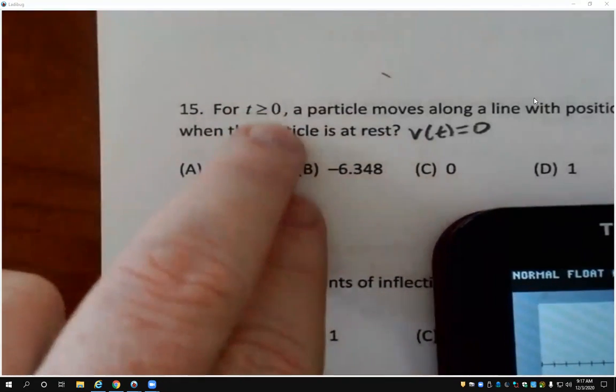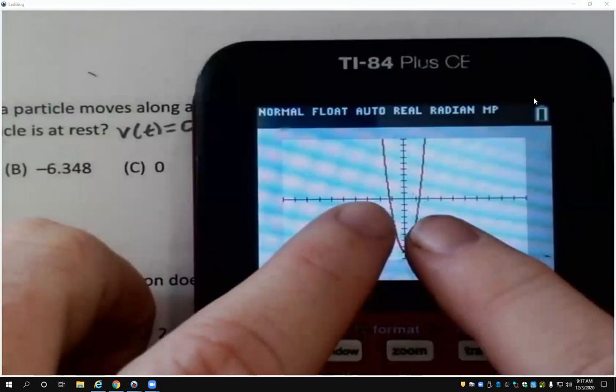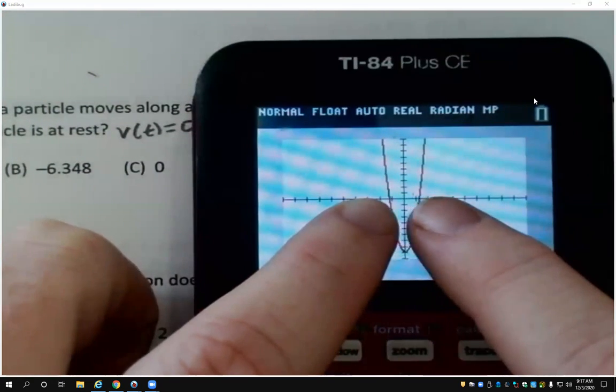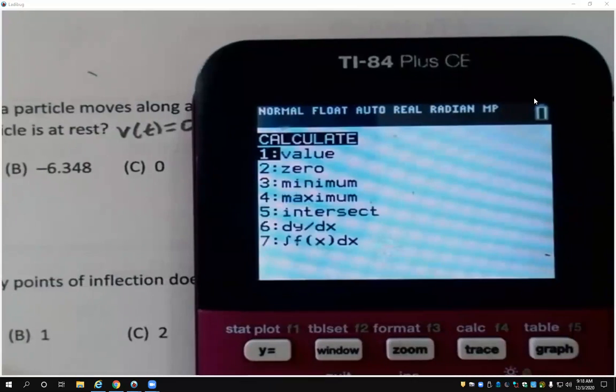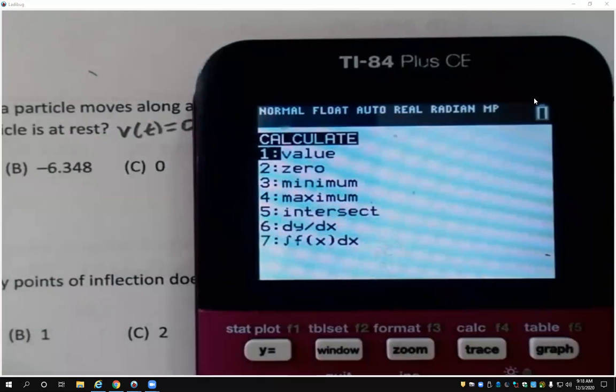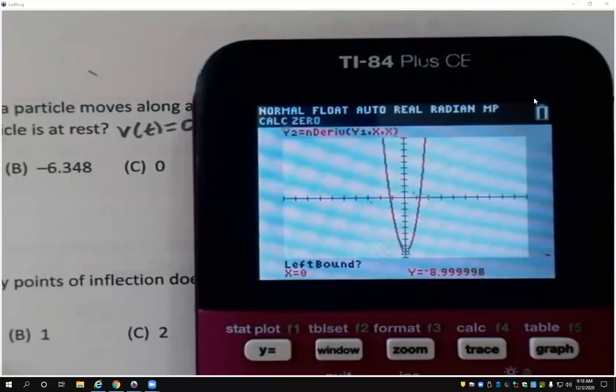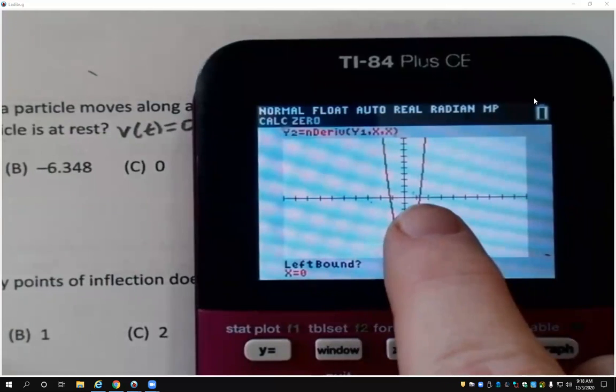Note it says when t is greater than or equal to 0, because my velocity is 0 twice. I only want the one on the right. So I'm going to find that point. Second calc, and that's a zero. So option 2. Again, you can move your cursor, but I can see that it's somewhere between 1 and 2.